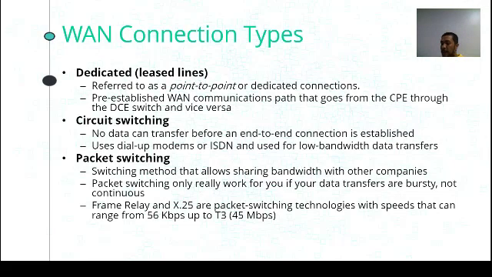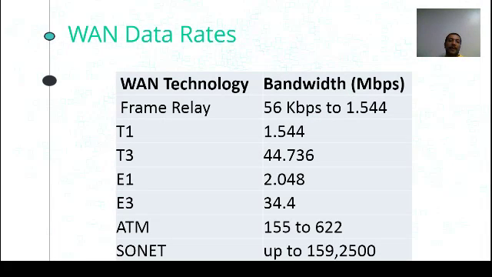Now, I'll show you the speed of the networks that we have here. Okay, if you'll be able to notice here, yung frame relay natin, it can go from 56 up to about 1.544 megabits per second, which is what we call a T1 link. Okay, yung T3 link naman natin is 44.736 megabits per second.